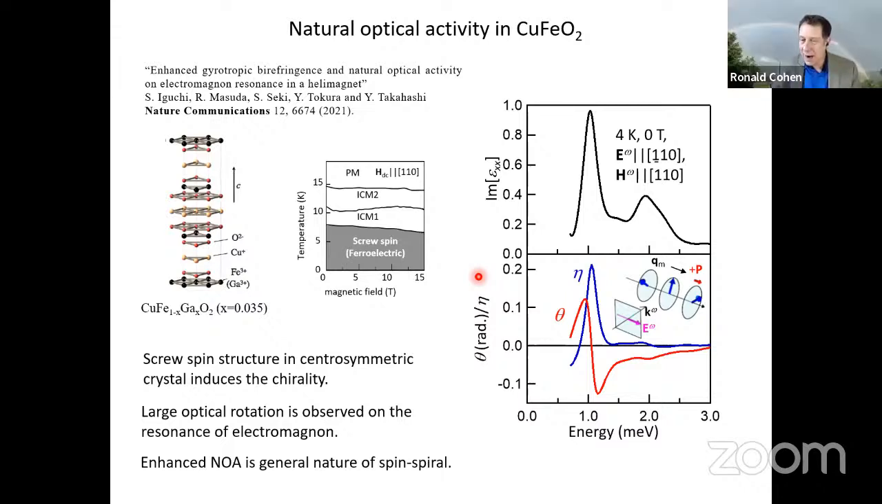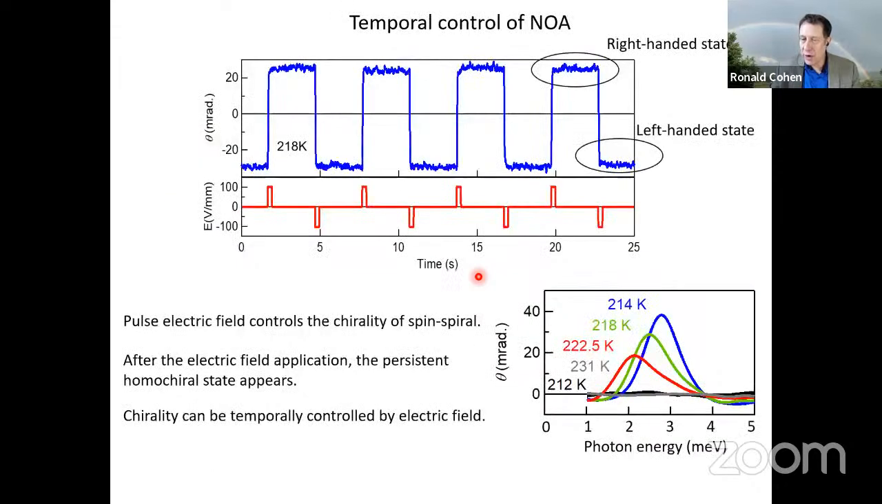Great, fantastic. We have some questions typed in from the audience. Let me read them out in order. From Jan Dak, the question is, is this spin-driven ferroelectricity formally improper ferroelectricity? Yes. This is the so-called improper ferroelectricity. Okay, yeah.